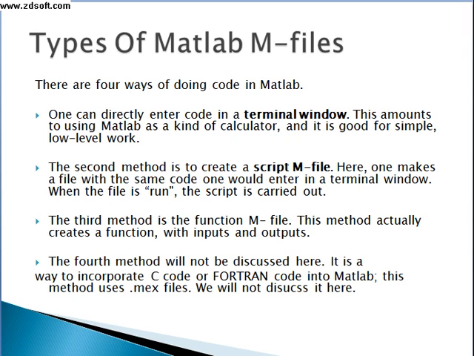Now the second method can be to create a script M file. Here one makes a file with the same code one would enter in a terminal window, but this type of file can be used in our future programs also. Okay, now the third method is the function M file. This method actually creates a function with inputs and outputs and many other commands also. You can use this type of M file in many types of programs.